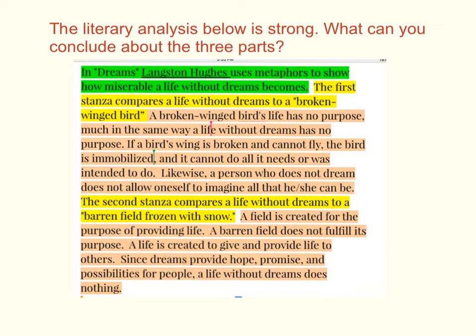Today we're going to take a look at a literary analysis and work on writing one based on the poem we've been working with, Don't Call Me Refugee. But before we begin, I want you to take a look at this literary analysis that you see here. What can you conclude about the three parts of the analysis if I tell you that the analysis below is strong? You may want to pause this while you consider my question and read over the paragraph.